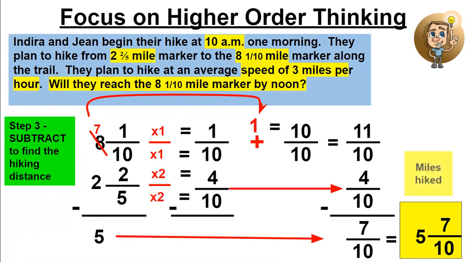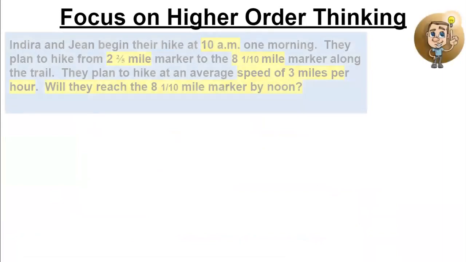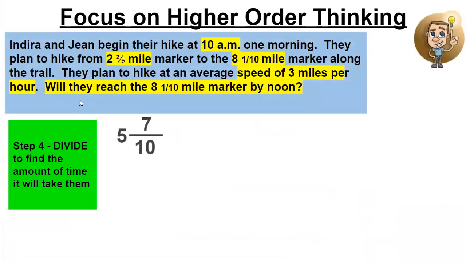So let's go to the next thing. That's the miles hiked. So now we're going to do the dividing part. 5 and 7 tenths divided by, yes, 3. And I'm going to put the 3 over a 1 because I'm dealing with fractions. You can always put a 1 underneath a whole number.